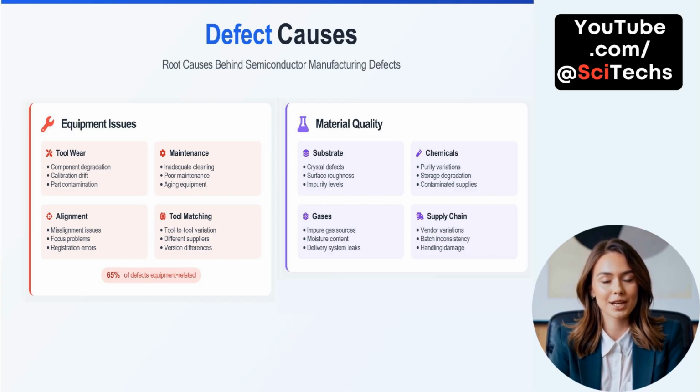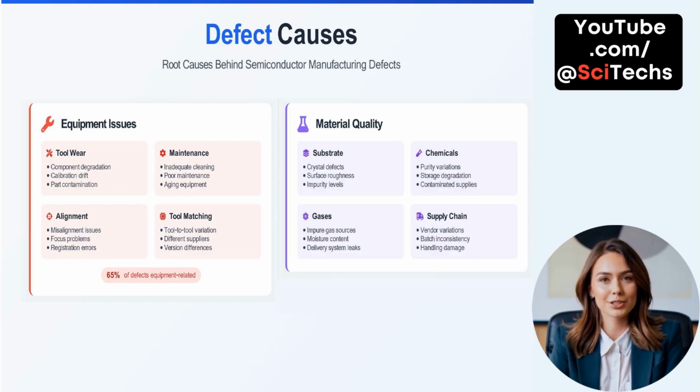Tool matching is another challenge. Variations between tools, different suppliers, or tool version discrepancies can introduce inconsistencies across production lots. Material quality is the second major category. Substrates may have inherent crystal defects, surface roughness, or high impurity levels that degrade performance. Chemicals used in processes can vary in purity, degrade in storage, or become contaminated, each posing a risk to yield. Gases, if impure, high in moisture, or subject to leaks in the delivery system, can also introduce defects.